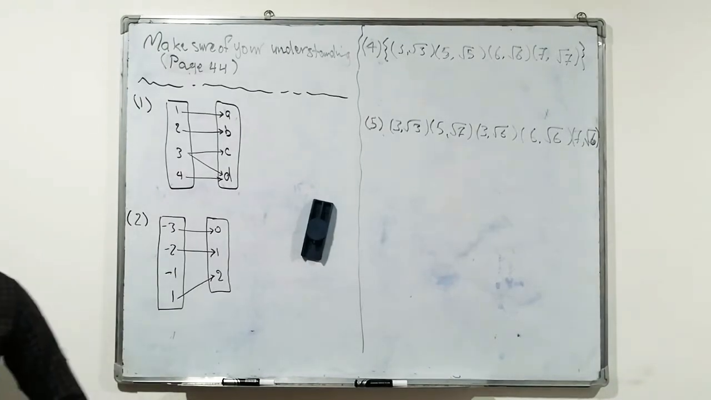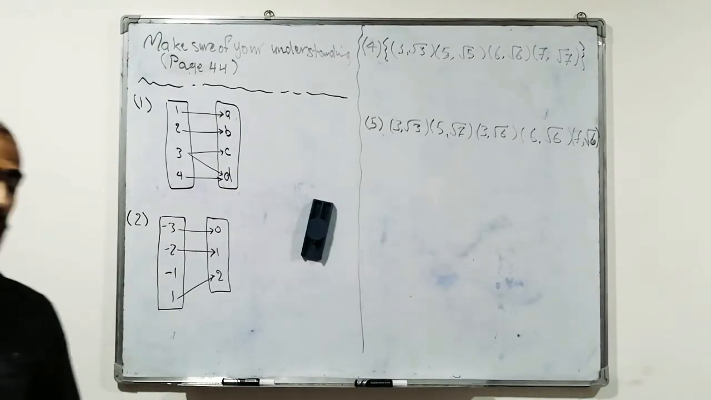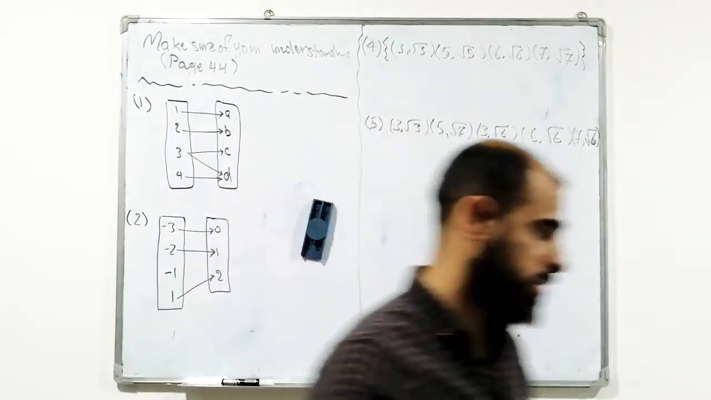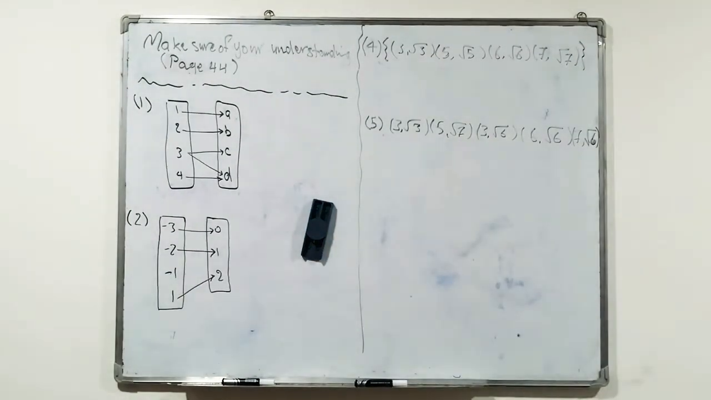My dear student, this lecture is specialized for second intermediate students. Our lecture today is about solving the questions and exercises of relation and function, or let's make the relation to be a function and complete the table, the function table, and representing the function table on the coordinate plane. This question is on page number 44.